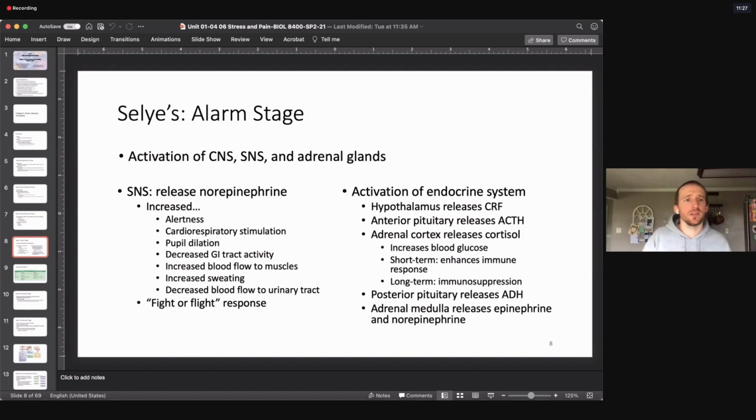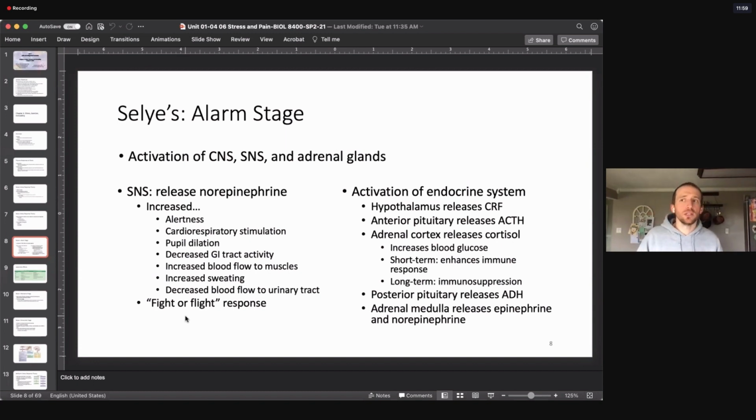In the alarm phase, this is the first blush with it. So here you're going to have the activation of the sympathetic branch of the autonomic nervous system, right? And so our central nervous system is going to see it. Our sympathetic nervous system is going to see it. And then our adrenal glands are going to respond. And so the sympathetic nervous system, upon immediate stressor influence, is going to release norepinephrine, which is one of our catecholamines. And it's one of the key drivers of the fight or flight response.